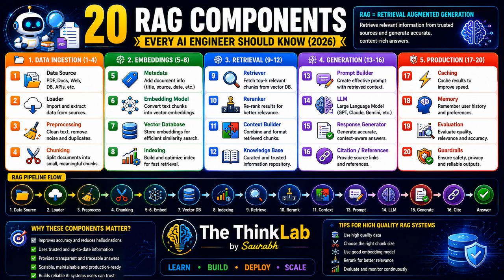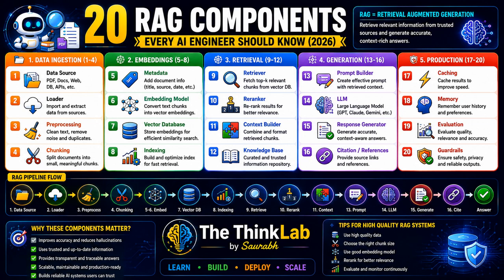The sixth one is the embedding model. The embedding model converts text into numerical vectors. A vector captures the meaning of the text. Instead of comparing the words, the AI compares their meaning. This is called semantic search, right? So semantic search is very important for this embedding model.